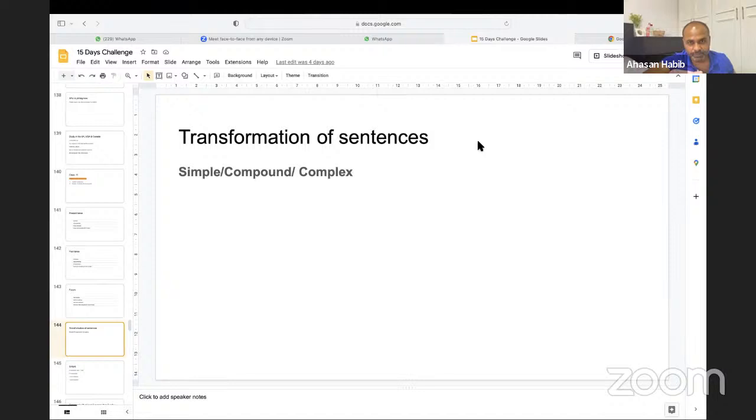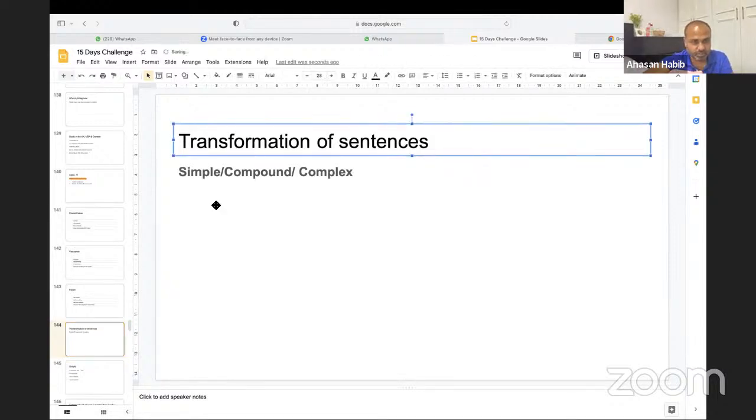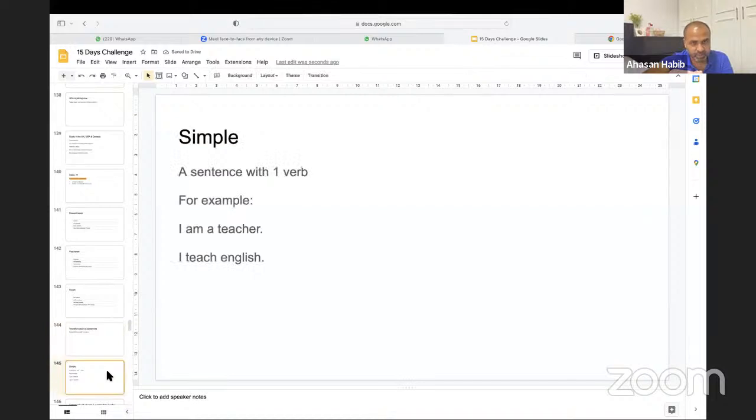Simple, complex, and compound. Now I'd like to share with you some examples of simple sentences. The first thing is how we're gonna know which one is simple, which one is complex, and which one is compound. I'm gonna give you some tricks so that you can understand this one is simple, this one is complex, and this one is compound.